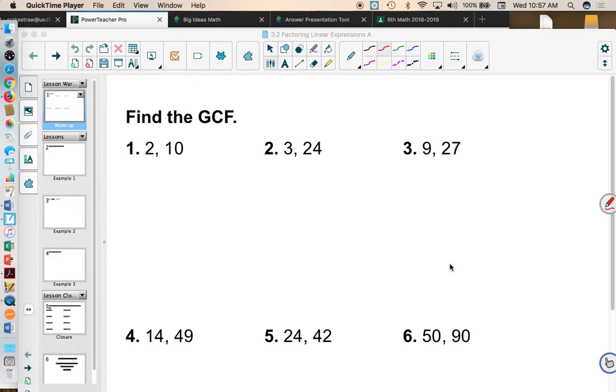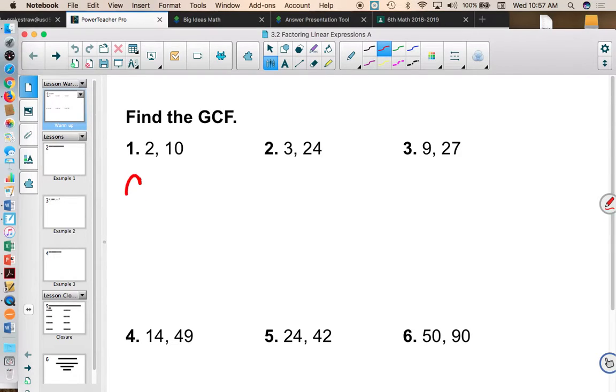Somebody tell me, what's the greatest common factor between 2 and 10, Trenton? 5. No, sir. What is the greatest common factor between 2 and 10, Zoe? 2. GCF is 2, I agree. What's the greatest common factor between 3 and 24? What is the biggest number that goes into both of them? That would be what, Reagan? 3.